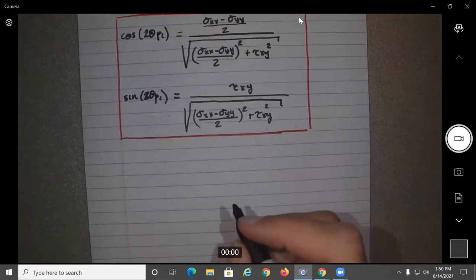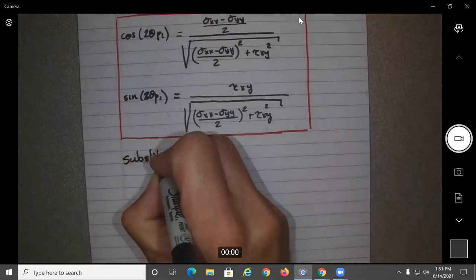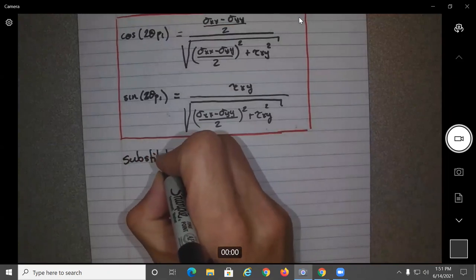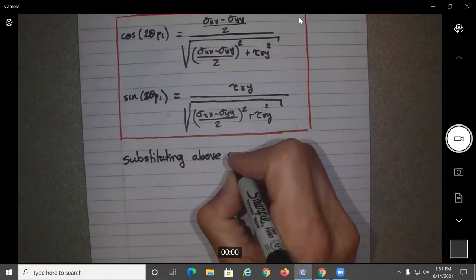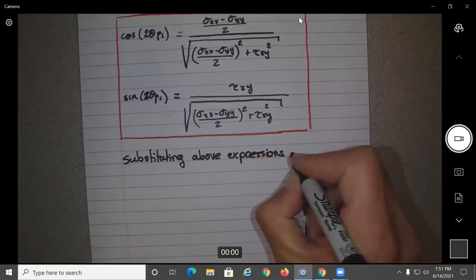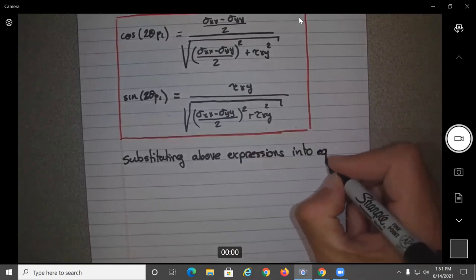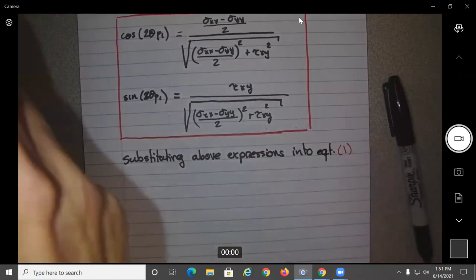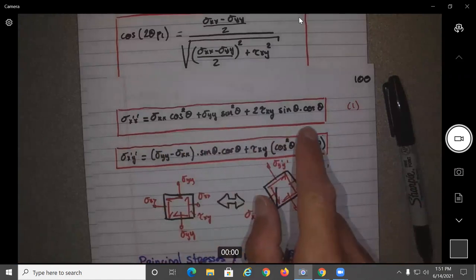Okay, so the next step is to substitute. I don't do the algebra, but substitute the above expressions into equation one, which is this equation here, okay?